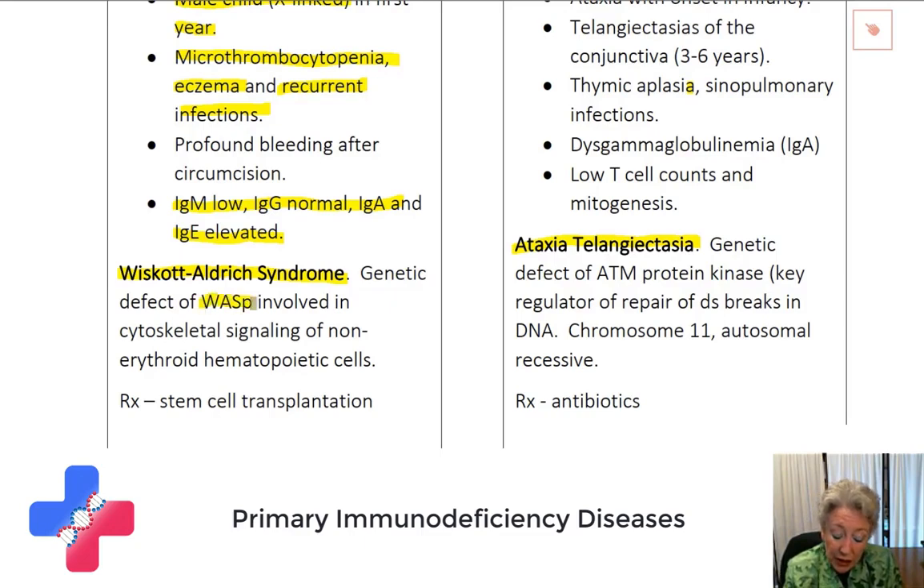The genetic defect is of the Wiskott-Aldrich syndrome protein, cleverly named, so that doesn't make for a very good question, but it's involved in cytoskeletal signaling. Other than that, we don't know much about it. As I said, my guess would be that questions on this subject would be almost purely diagnostic.